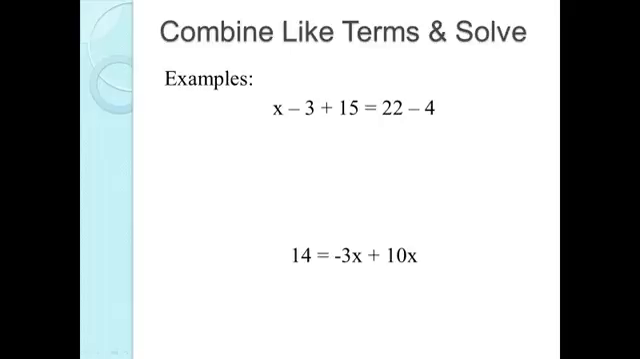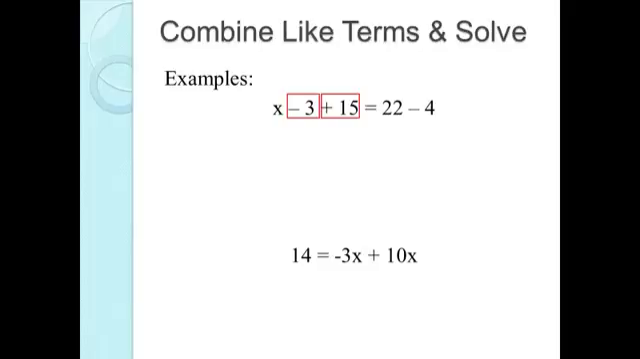Sometimes there will be things that you can combine together on either side of the equation before you solve it. If you can combine any terms together before solving an equation, make sure that you do so. Treat each side of the equal sign as a separate expression. On the left-hand side, ask yourself, is there anything that you can combine together? In this example, we can combine negative 3 and positive 15. Negative 3 plus positive 15 gives us a positive 12.